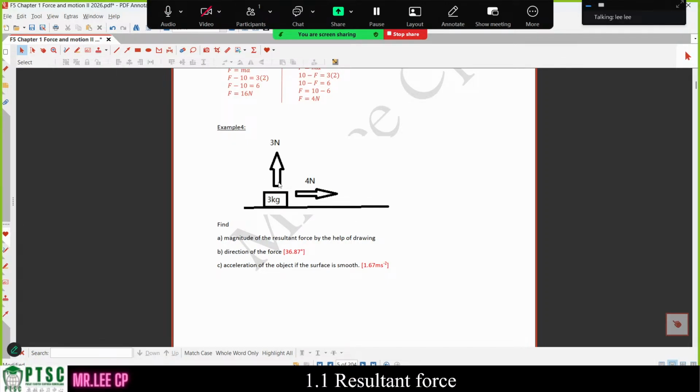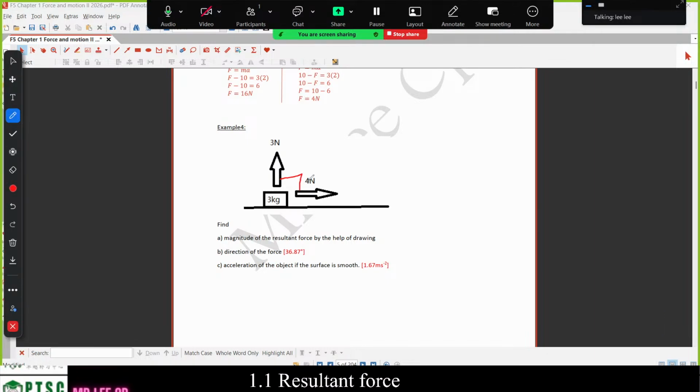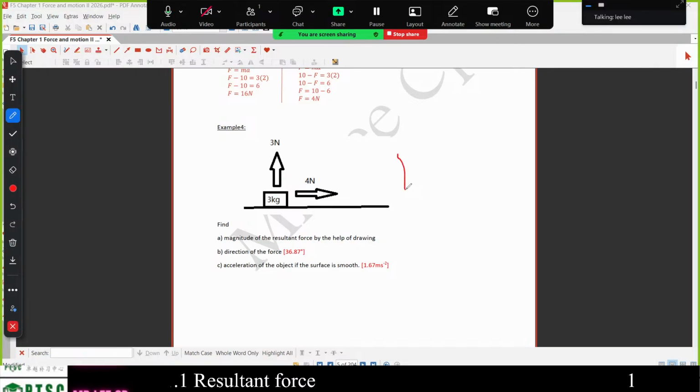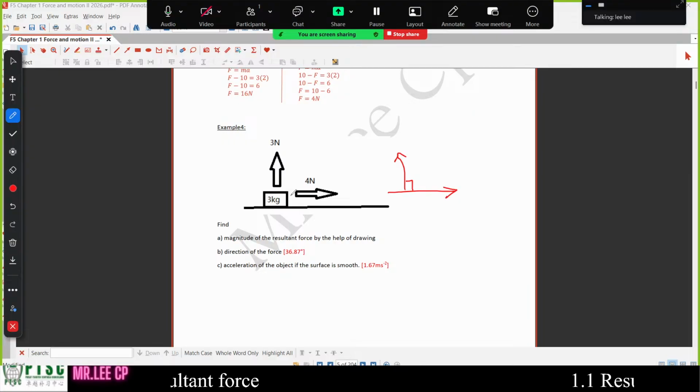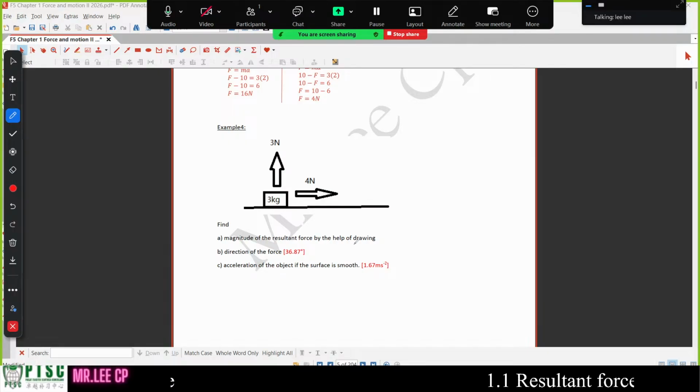So now this one is 90 degree. You can see this one is 3 and 4. It is 90 degree, right? What is this 90 degree? You can see here, this one is 3 Newton going up and 4 Newton going to the right. So it is 90 degree perpendicular. So find the magnitude of the resultant force with the help of drawing.